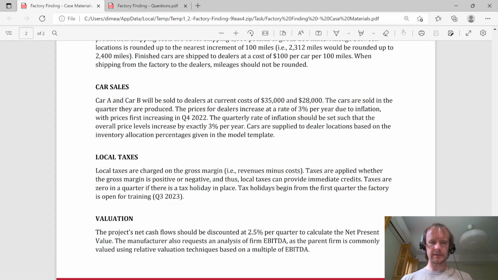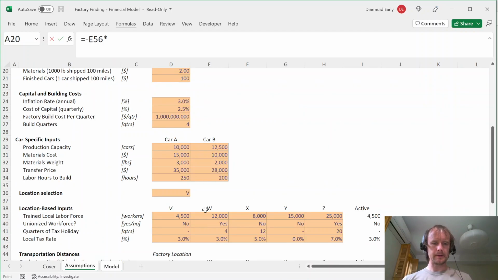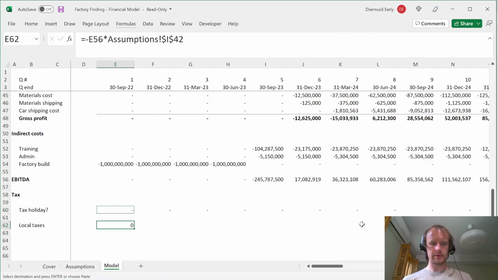And we're told, where's it going? Sorry. Taxes are applied whether the gross margin is positive or negative, so you can get an immediate credit from local taxes on a loss. So in other words, no min, just minus that times the local tax rate, which is here. And again, I'll take that number format, carry it across.